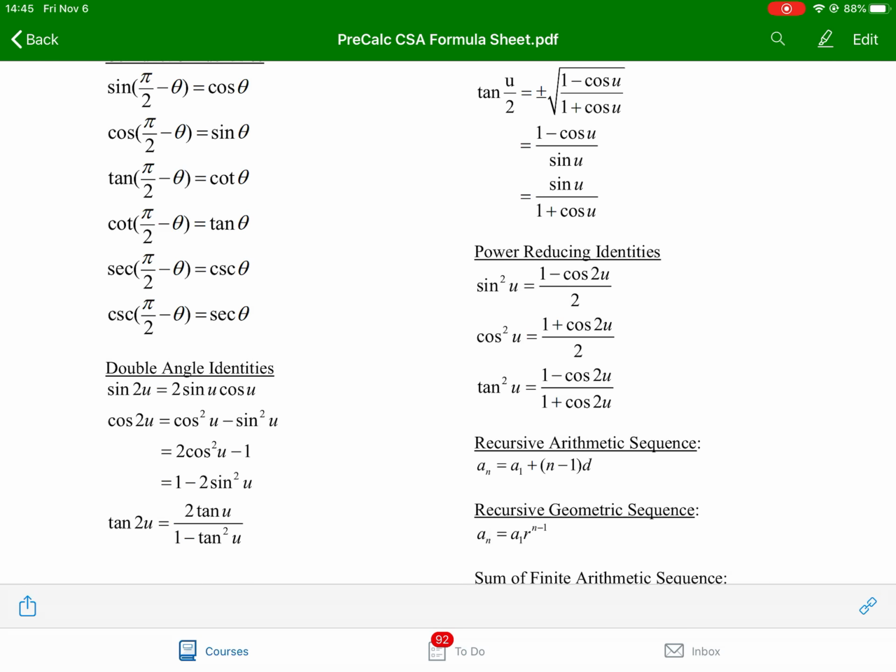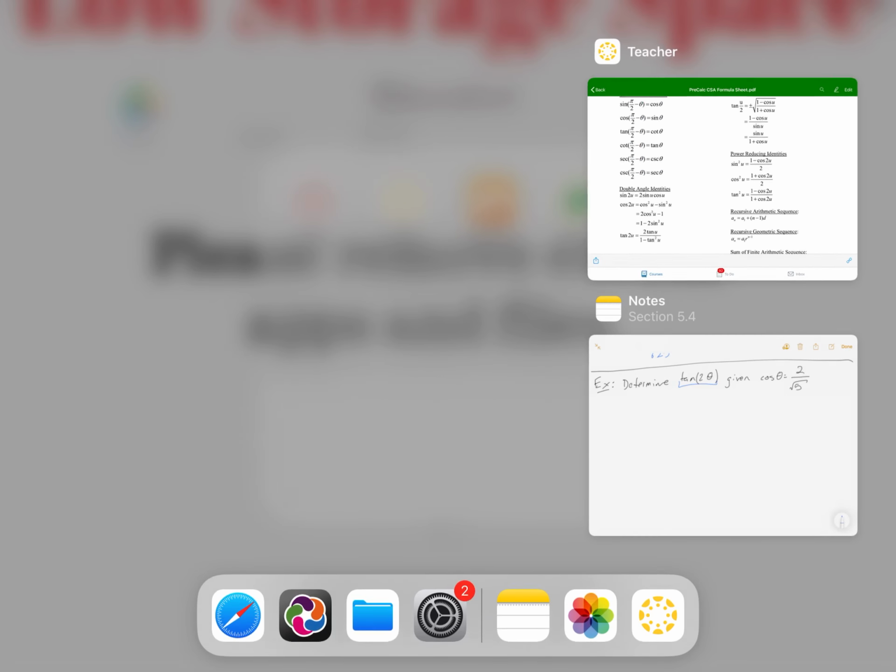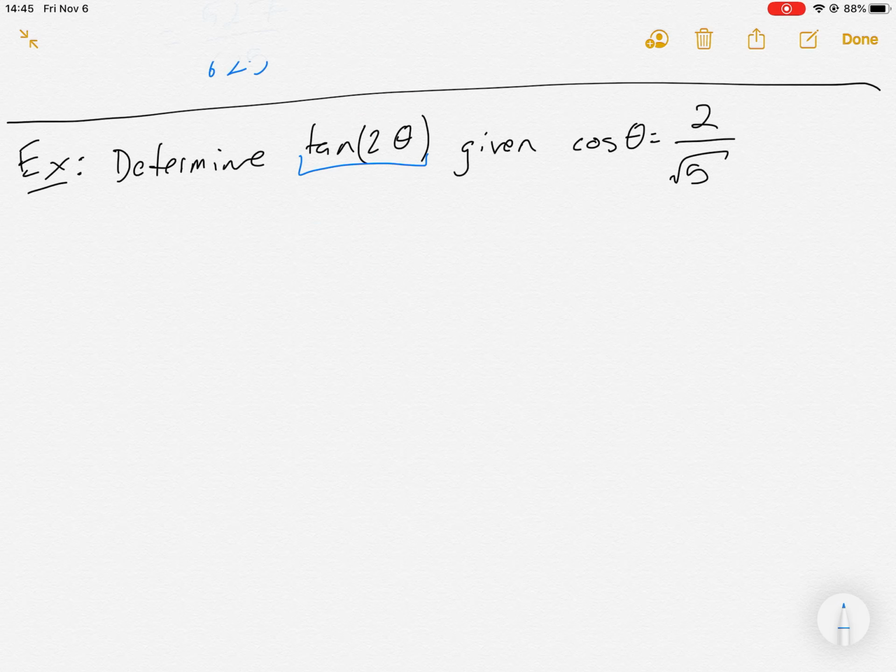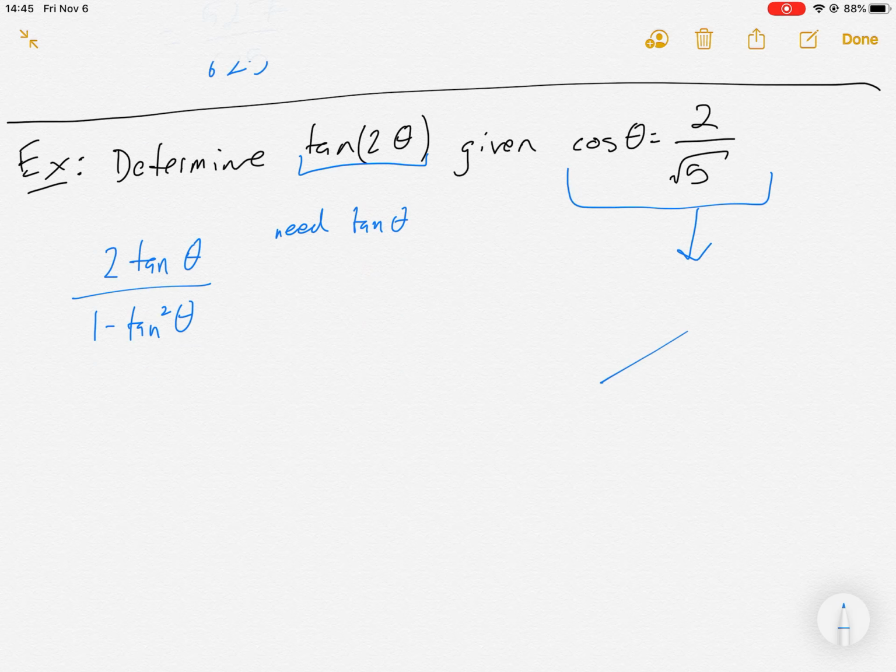So I'm going to have 2 times tangent of theta over 1 minus tangent squared of theta. This tells me that I need to know what tangent of theta is, and I don't yet. I only know what cosine of theta is. So that means I'm going to have to draw my triangle.